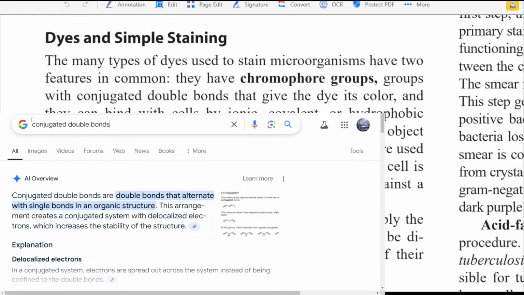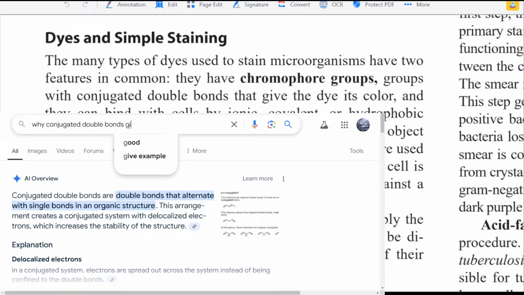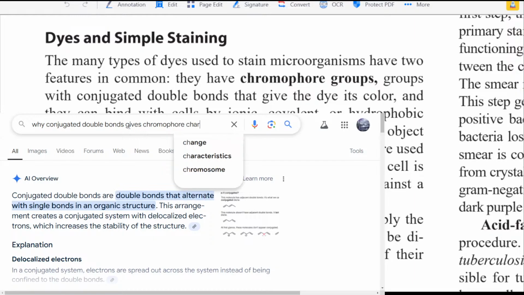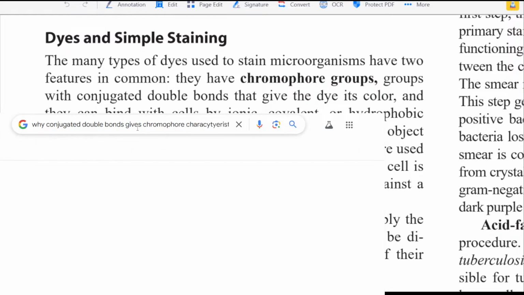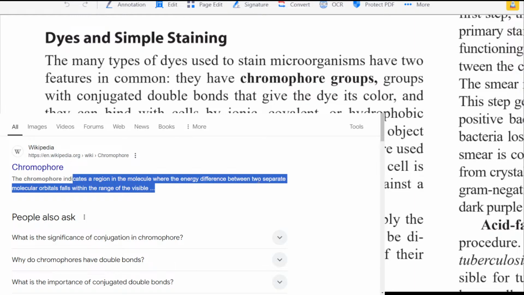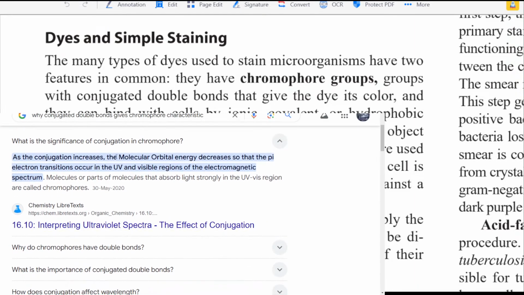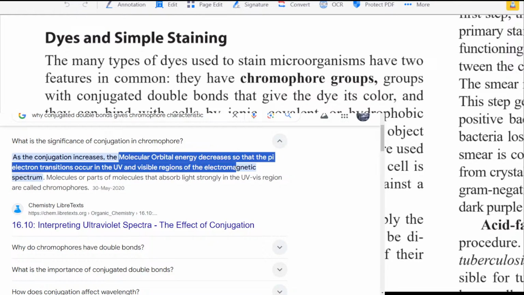But why do these bonds give chromophore characteristics? Indicates a region in the molecule where the energy differences between two separate molecular orbitals fall within the range of visible light. As conjugation increases, the molecular orbital energy decreases so that the pi electron transition occurs in the UV and visible region of the spectrum.